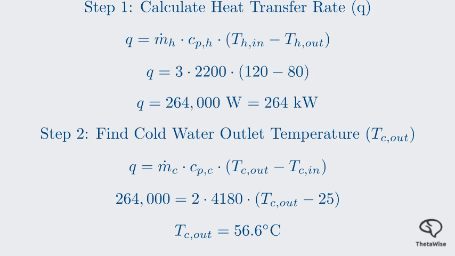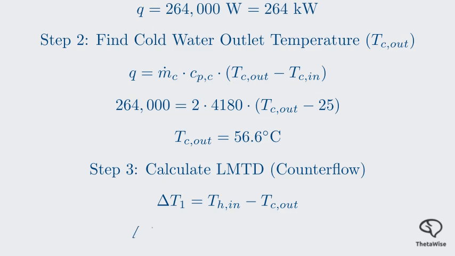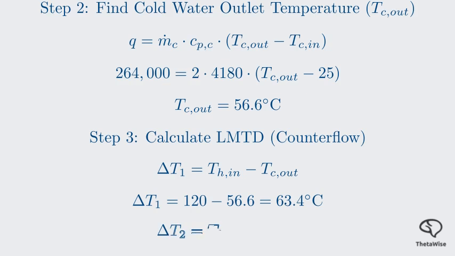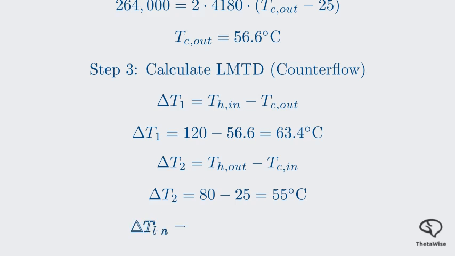Let's assume a counterflow arrangement, as it's typically more efficient. For counterflow, delta T1 is the difference between the hot inlet and cold outlet temperatures. That's 120 minus 56.6, which is 63.4 degrees. Delta T2 is the hot outlet minus the cold inlet. That's 80 minus 25, which is 55 degrees. Plugging these into the LMTD formula gives us an LMTD of 59.0 degrees Celsius.